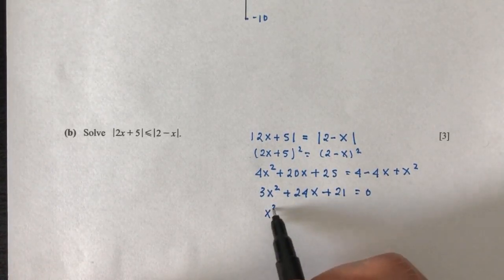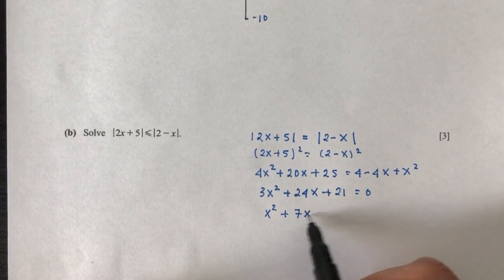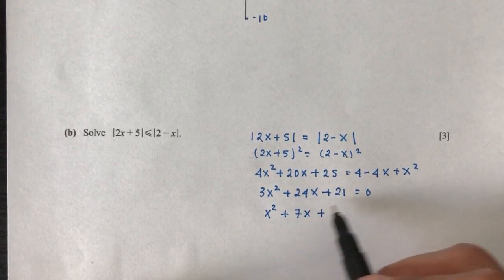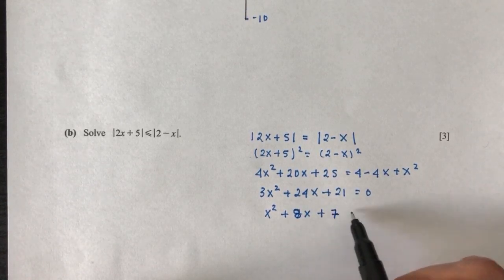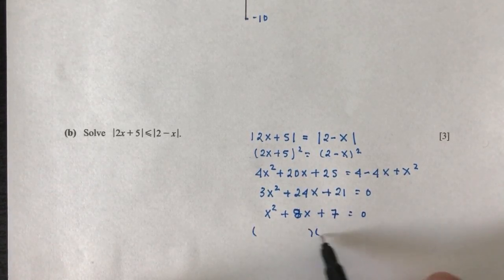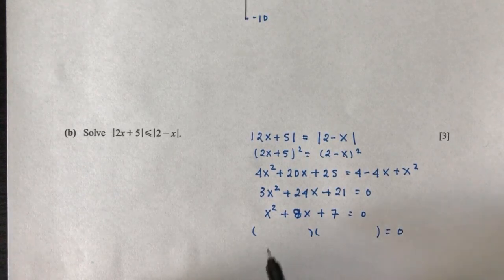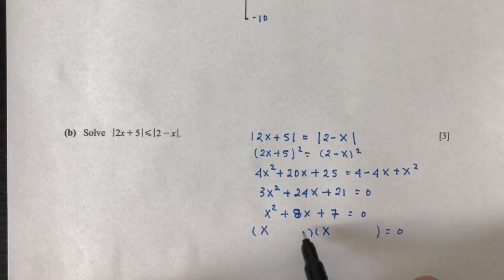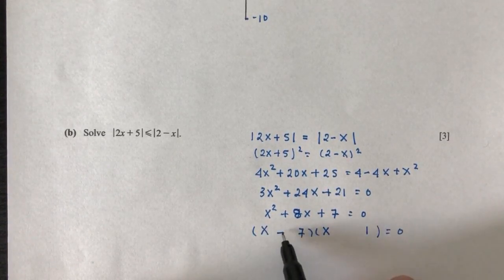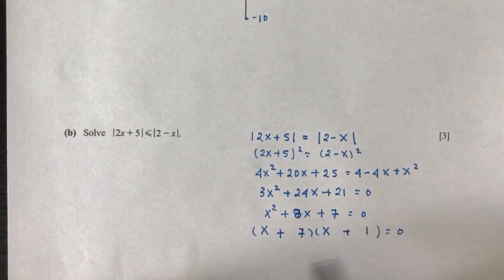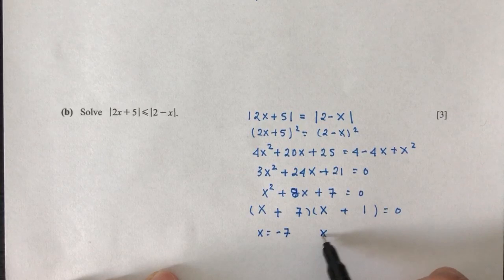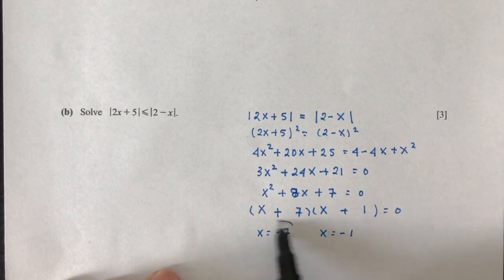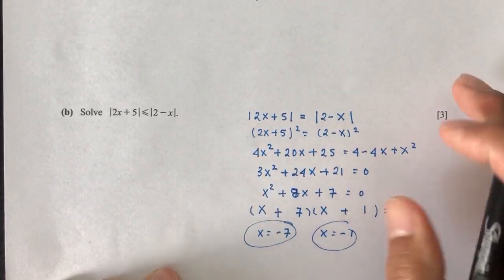We will have x squared plus 8x plus 7, since 24 divided by 3 will be 8 and 21 divided by 3 is 7. So now we have to factorize to find the values of x where they meet. So that will be 7 and 1, plus and plus. So x equals -7, x equals -1. So these are the 2 points where these two graphs meet.